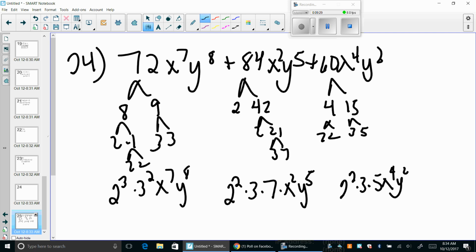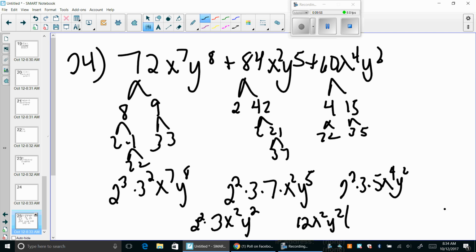So my GCF is, if I'm looking here, this is a 2 cubed, this is a 2 squared, this is a 2 squared, so I can have a 2 squared. I've got a 3 squared, a 3, and a 3, and then a 3. I don't have 7s or 5s anywhere. I've got x to the 7th, x to the 2nd, x to the 4th, so I can take out x to the 2nd. And looks like y to the 2nd is the highest one, so that's 2 squared, 4 times 3, 12, x squared, y squared.